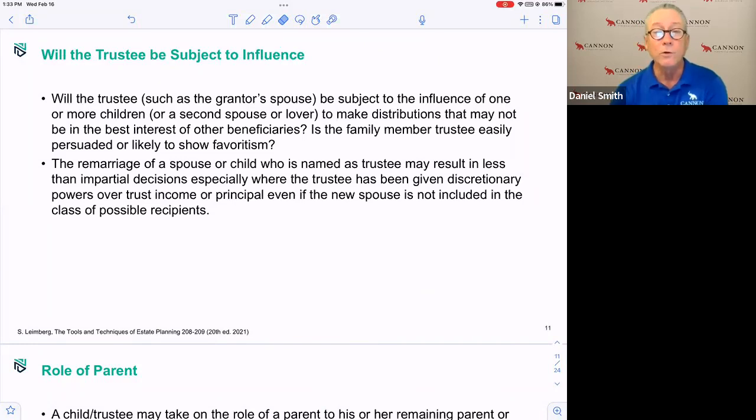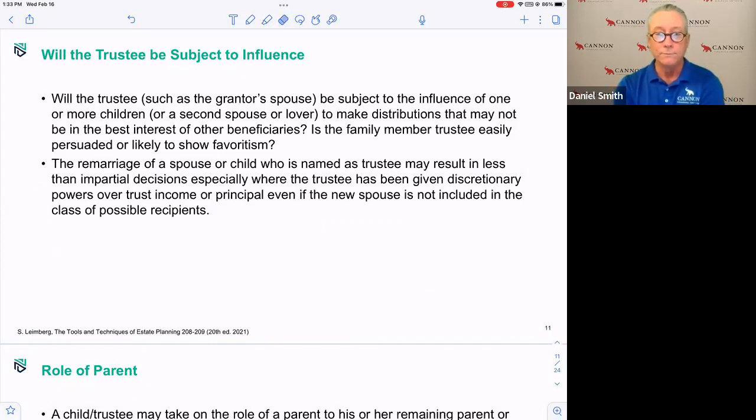Is the family member trustee easily persuaded or likely to show favoritism to one party or another? Very, very important. And then, of course, the remarriage of a spouse or a child who's named as the trustee may result in less impartial decisions, where the trustee has been given discretionary authority over the trust income or principal, even if the new spouse is not included in the class of possible recipients. This is something that a lot of people don't think about, is just that most trusts are created and name by class only blood heirs of that individual, not the spouses and other parties who are involved in this.